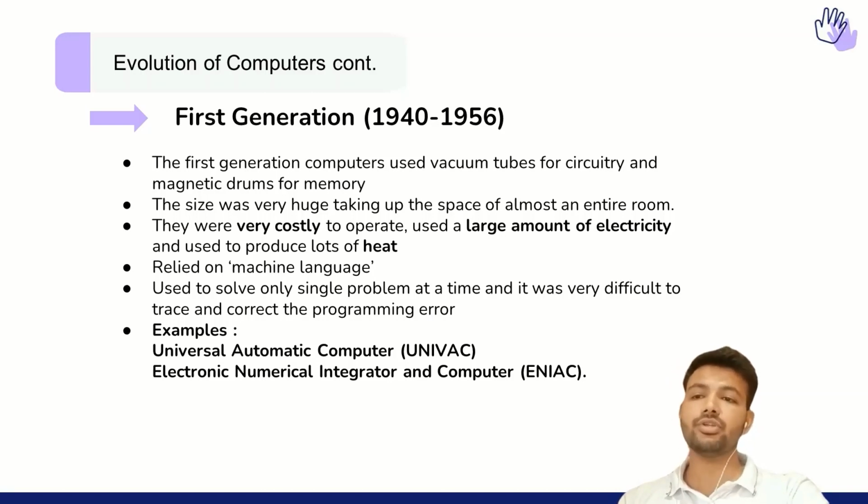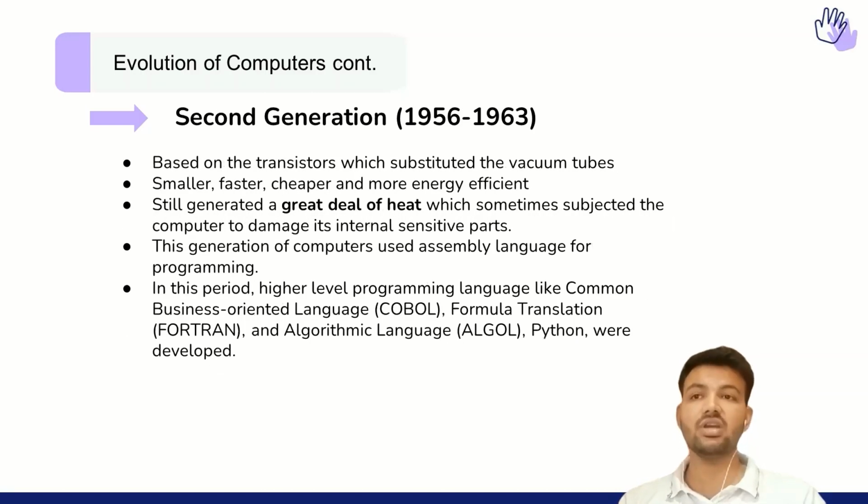So let's come to the next generation, which is the second generation. It is from 1956 to 1963, and they were based on transistors, which substituted the vacuum tubes. So they were smaller, faster, cheaper, and more energy efficient than the first generation computers, but still generated a great deal of heat, which sometimes subjected the computers to damage of their internal sensitive parts. So even though they were faster, cheaper, and smaller, a great amount of heat was produced, जिसके कारण internal circuits जल जाते थे.